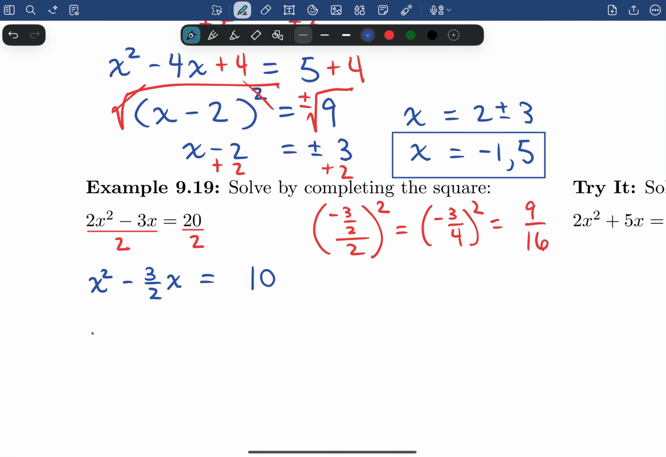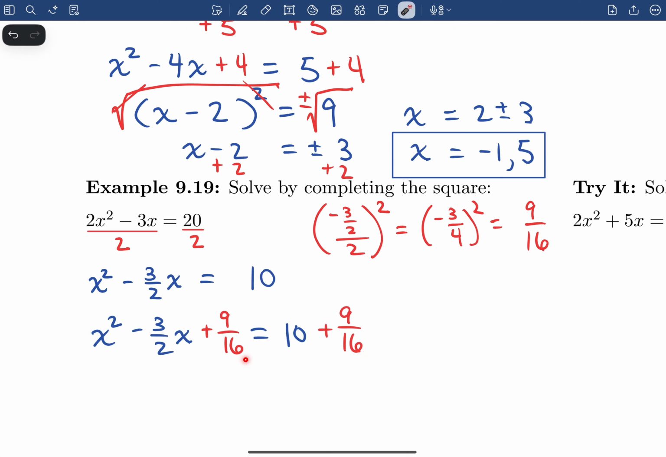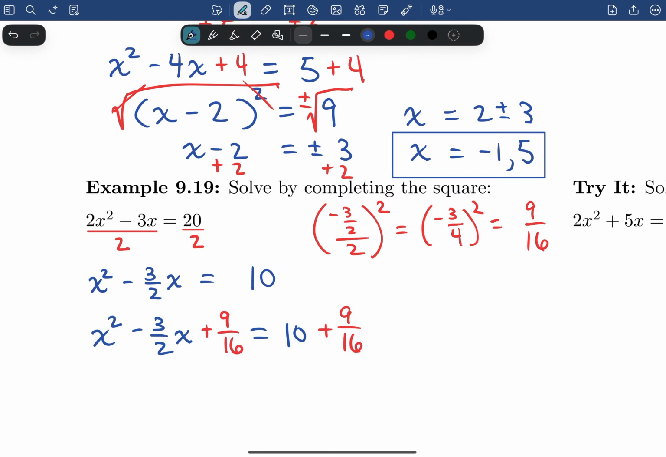And so now what I do is I write my equation how I had it before. All the same stuff. But I add on 9/16 on the left and right hand side of the equation. I'm adding it to both sides. Great. Why have I done what I just did? Because that created a perfect square trinomial, and that perfect square trinomial factors to x minus something squared.